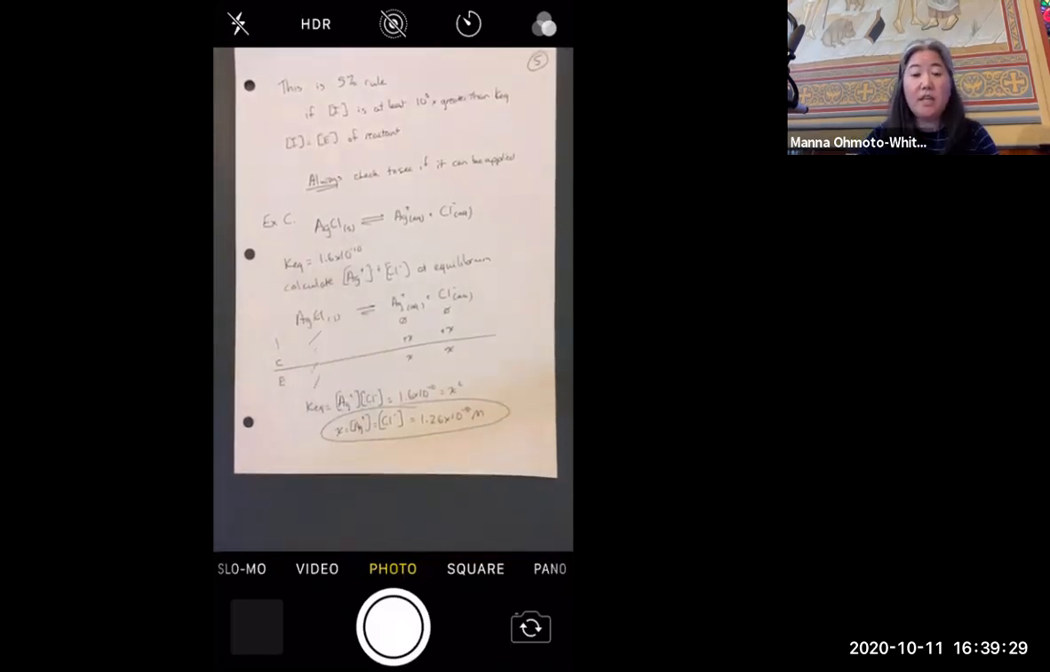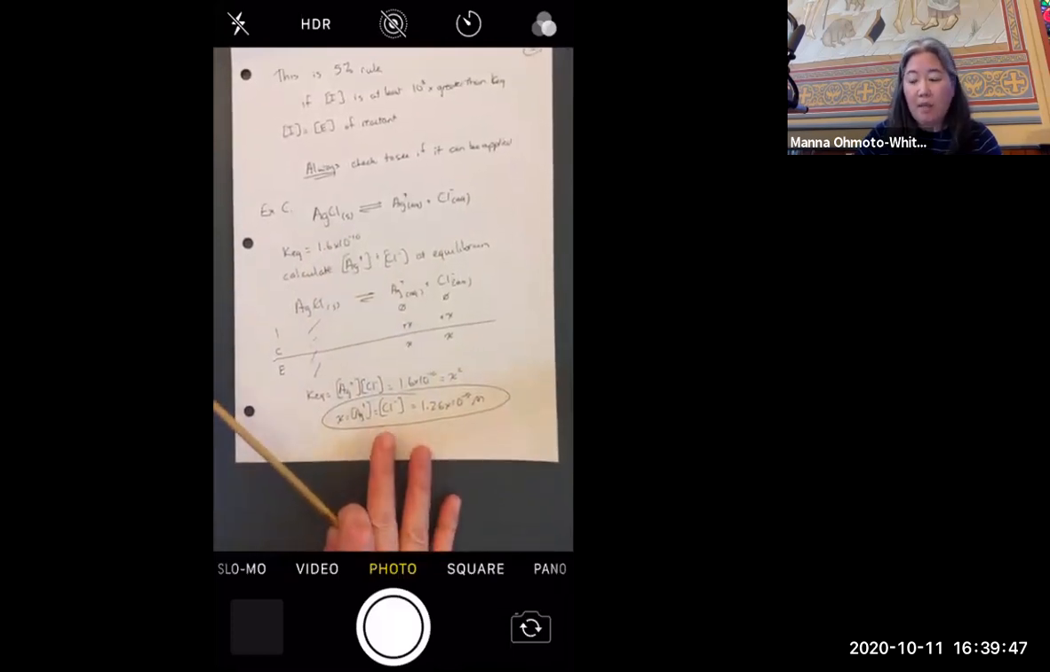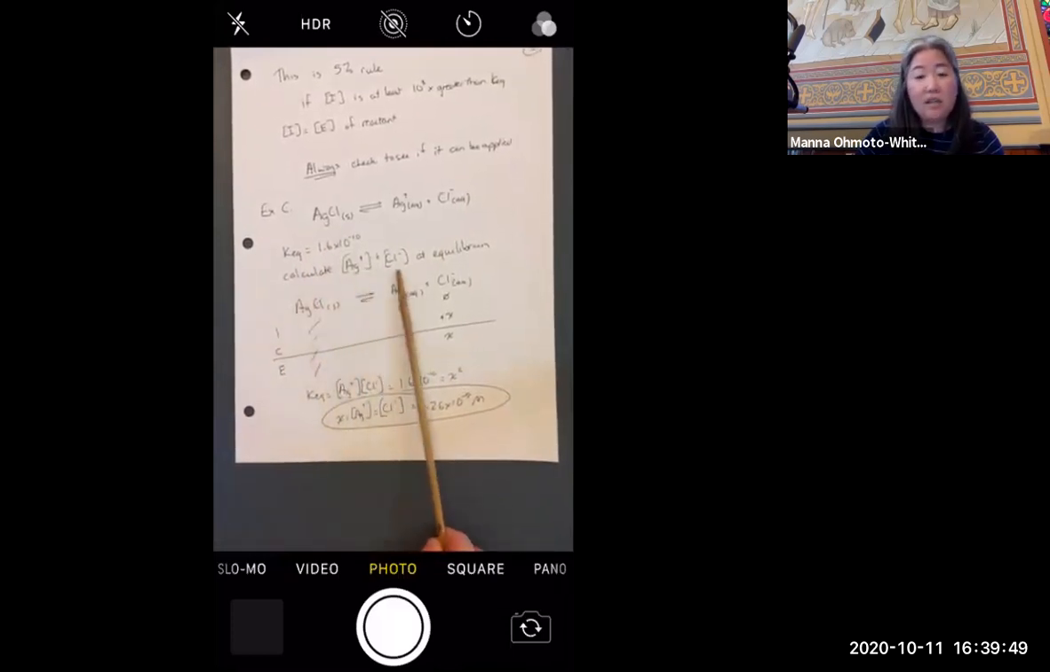So here's an example. This is the dissociation of silver chloride into silver ion and chloride ions. My Keq value for this is 1.6 times 10 to the negative 10. This is not a very soluble product at all. Very little of it dissociates, most of it stays as my solid. So asking to calculate the silver and chloride concentrations at equilibrium.